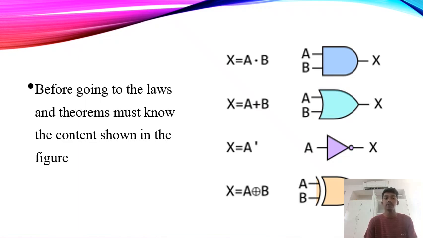Before going to the theorems and laws, we must know the basic operations of the gates, as shown in the figure. The first one is the AND gate, the second is the OR gate, the next is the NOT gate, and the last is the XOR gate. Let us see the operation of the AND gate. The AND gate has two inputs, A and B, and one output. When we send input A and input B both as 1, we get the output as 1.